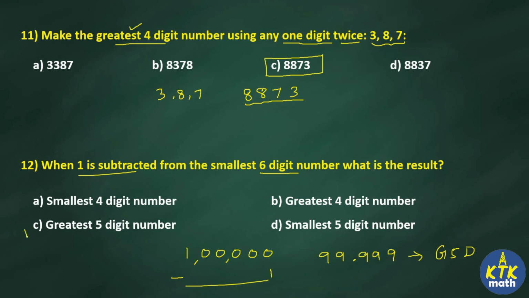So question number 12, the answer is option C, the greatest 5-digit number, because I am subtracting here. In the previous case also we had a question like this. In that case it was asked for 1 to be added, but here 1 is subtracted.